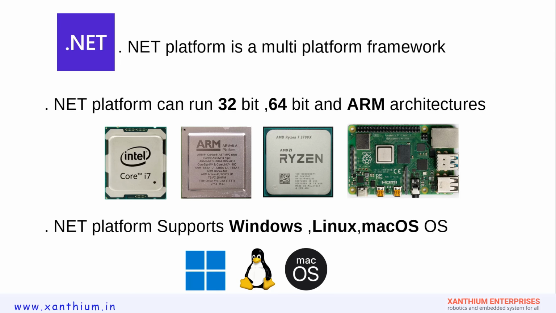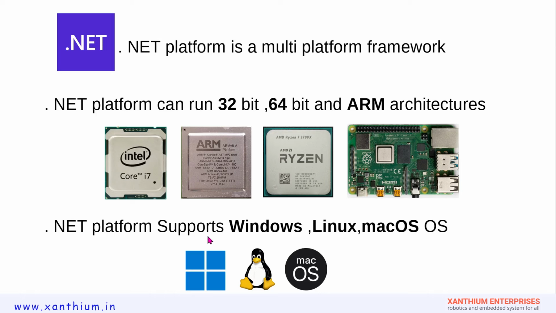The .NET platform is a multi-platform framework. It can target multiple operating systems as well as multiple processor architectures. For example, it can be made to run on 32-bit and 64-bit x86 architecture, and it can also run on 32 and 64-bit ARM architecture. So you can run the .NET platform on a Raspberry Pi, and you can also use it for embedded system development.